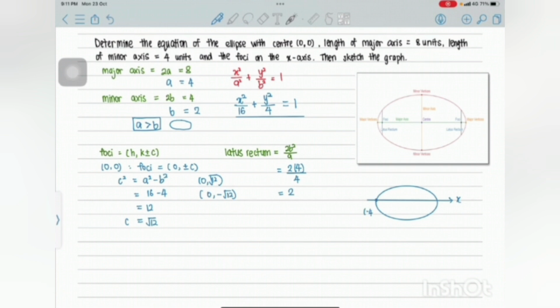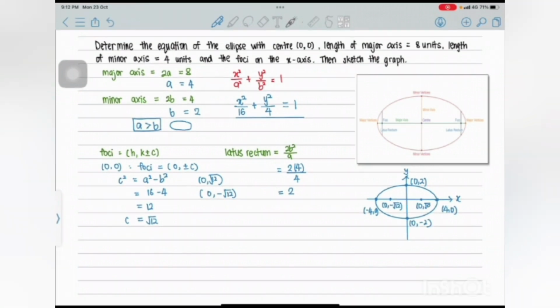So the vertices are (-4, 0) and (4, 0). So this is the center. This is (0, 2), and here is (0, -2). And the foci are (0, -√12) and (0, √12). So that's all for me.